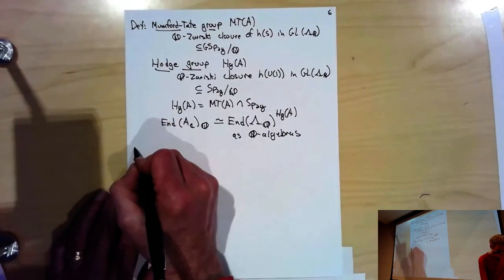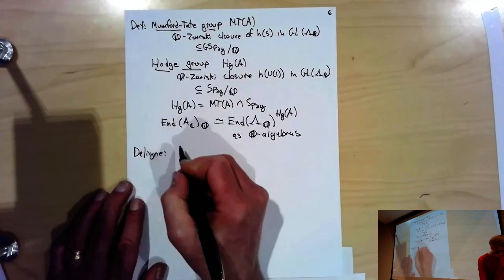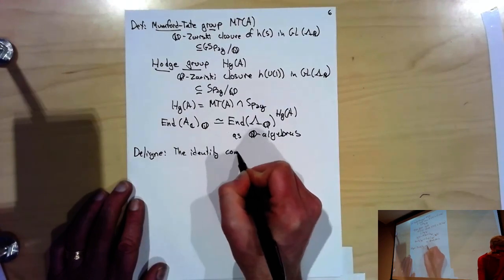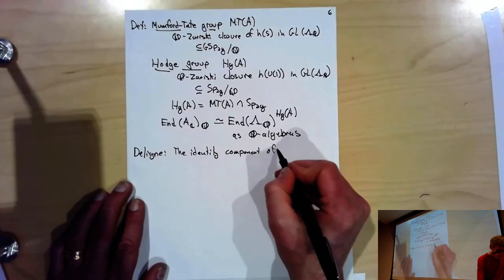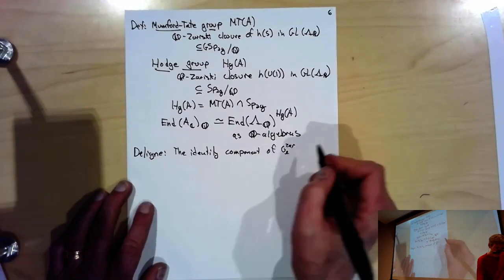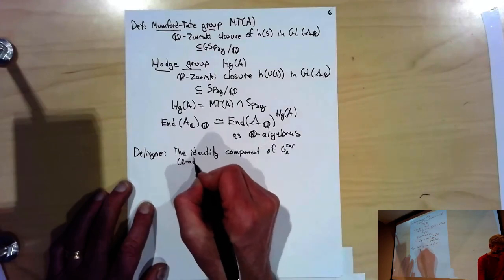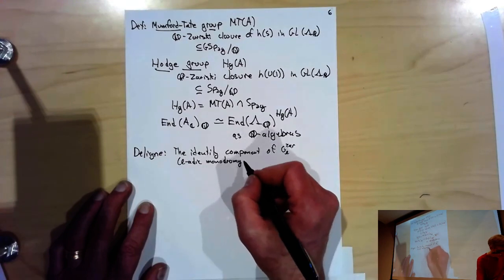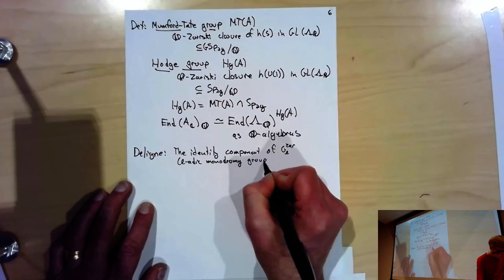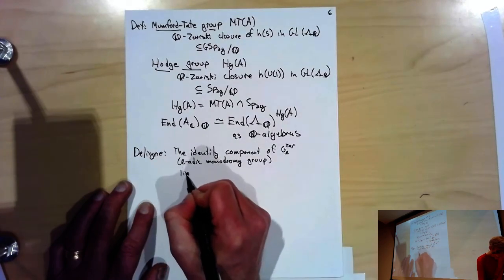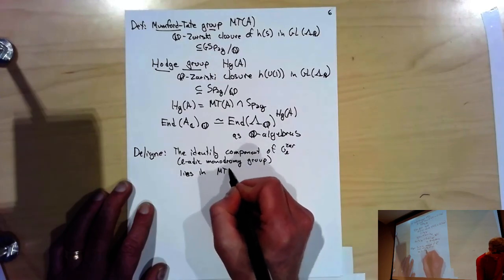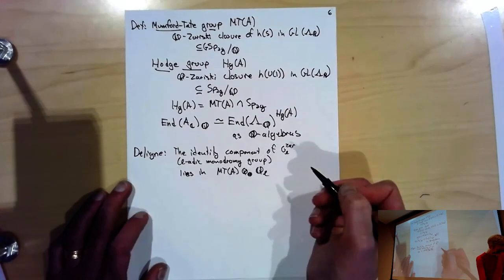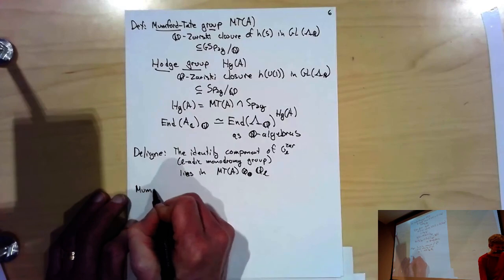Now, Deligne proved that the identity component of the Zariski closure of the image of the l-adic representation, which, by the way, I didn't mention, is often called the l-adic monodromy group, lies inside the Mumford-Tate group once we tensor up to Q_l. And the Mumford-Tate conjecture is that this inclusion is actually an equality.